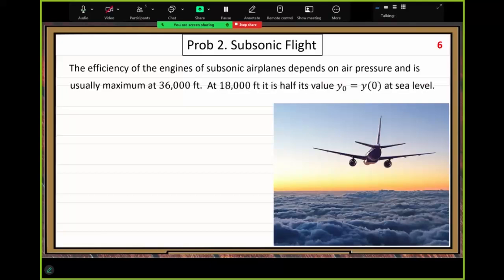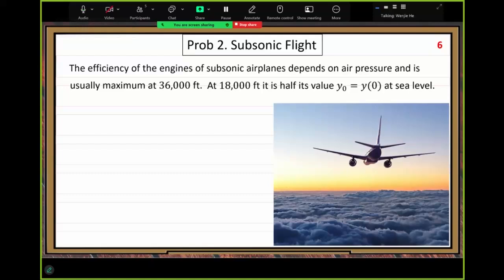At 18,000 feet, it is half its value. This is the value of the pressure. Remember here we are talking about the air pressure. So the y function is the air pressure function.